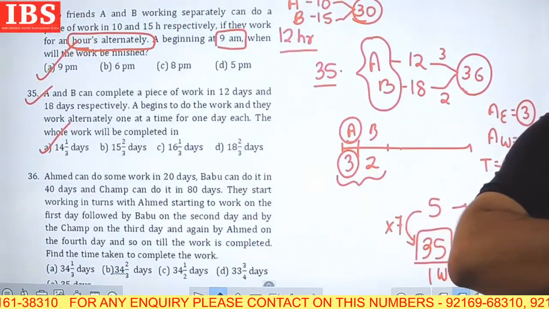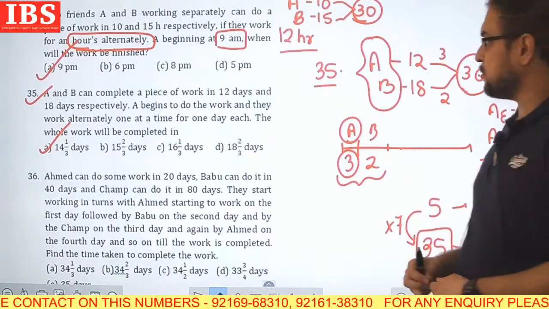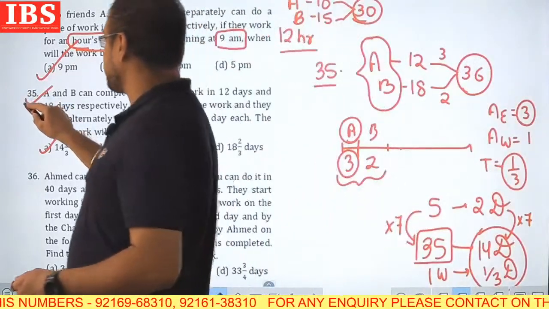Pia, Madhu, Nandini and Purna, correct answer, 14 and 1 by 3 is absolutely the right answer. Okay, so for the 35th question, option A is the right answer.